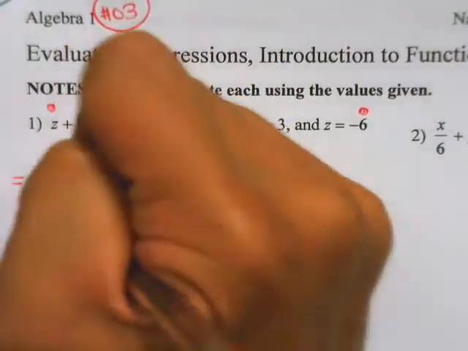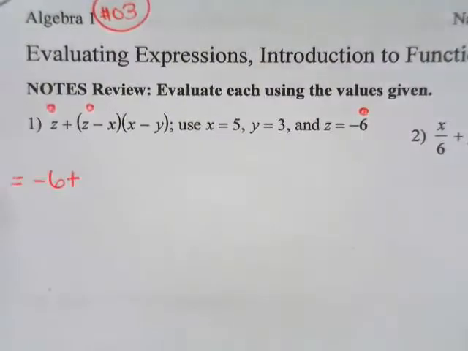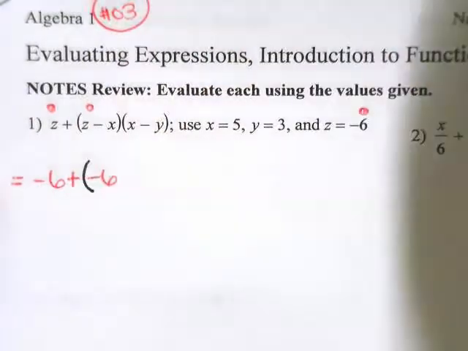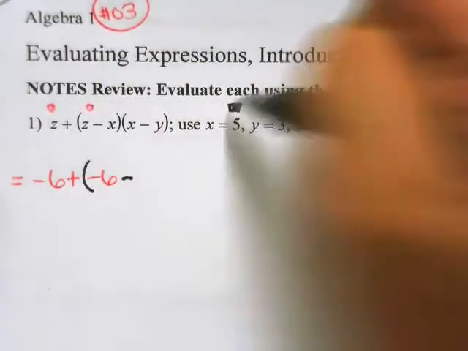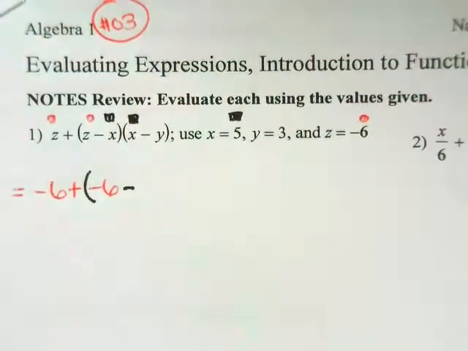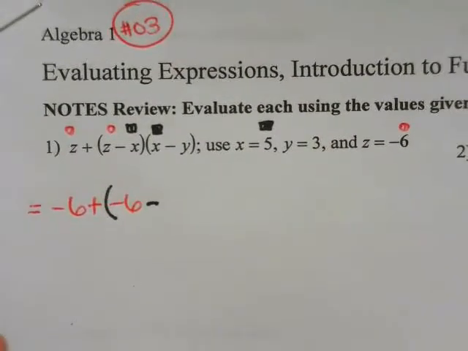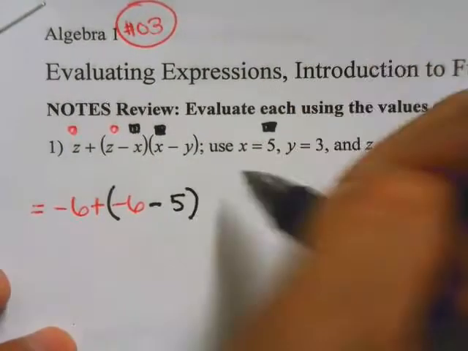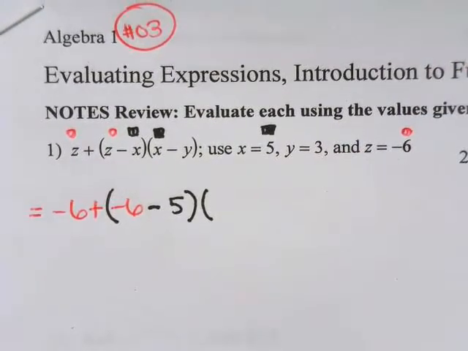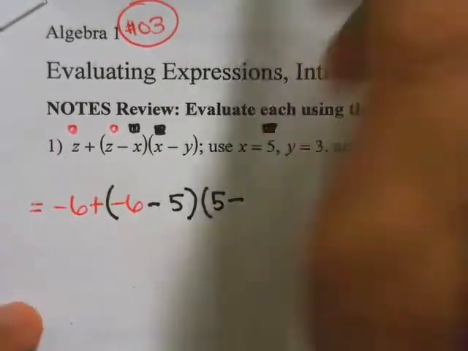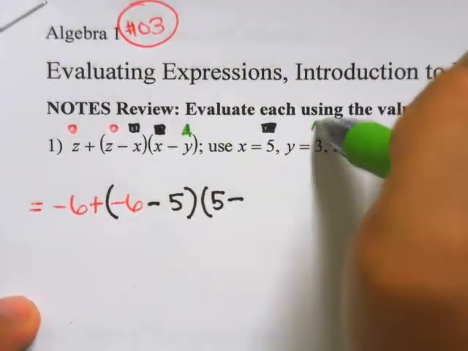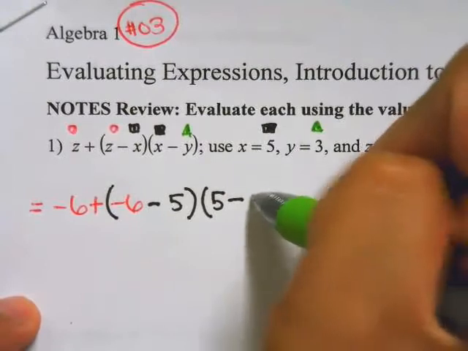So this is going to equal -6 plus, okay, then we have parentheses, -6 minus, and then x equals 5. Okay, so I'm just going to use these and these over here. Okay, close parentheses, open back again, 5 minus, and then our y value is 3. Okay, so I'm just going to plug this into here, 3.